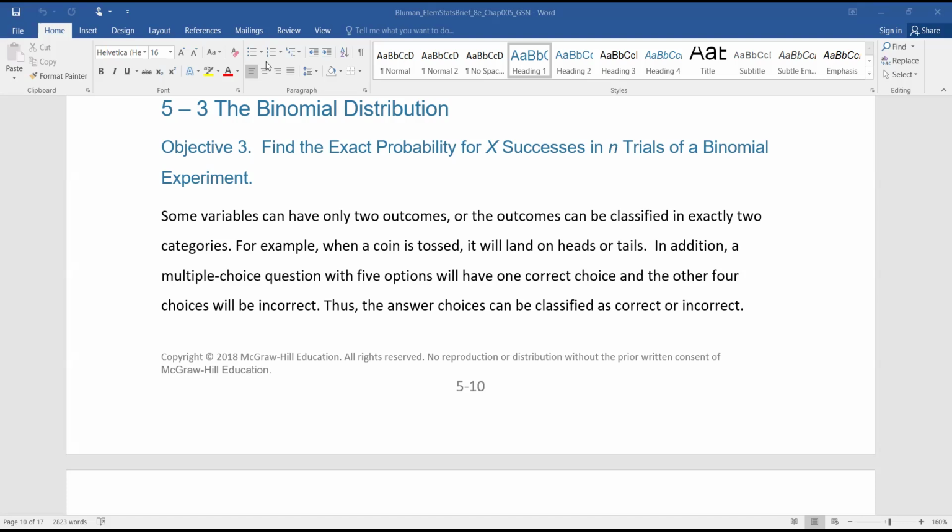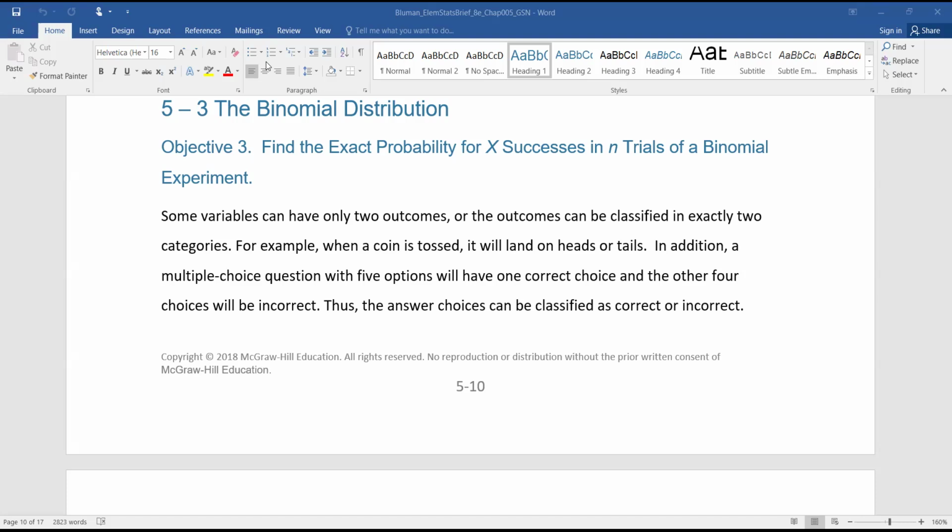Alrighty, in this lesson, we're going to be talking about 5.3, the binomial distribution. So this is our third objective. We're going to find the exact probability for a certain event happening, X successes in how many trials, for a binomial experiment.